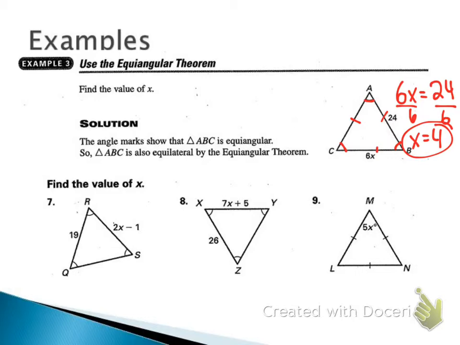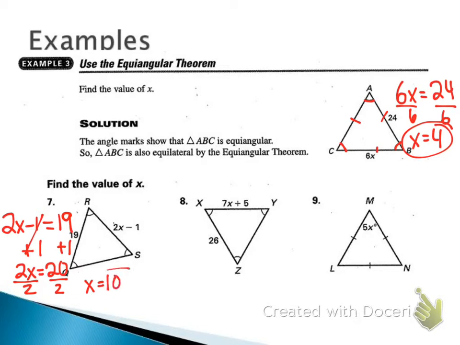All right, how can I start number 7? I know that all the angles are the same. What does that mean about the sides? They're congruent. So I'm going to say that 2x minus 1 equals 19, and I'm going to find x by solving that equation. What should I do first? Add the 1 to both sides. Good. That gives me 2x equals 20. Divide both sides by 2, so what's x? 10. Wonderful.